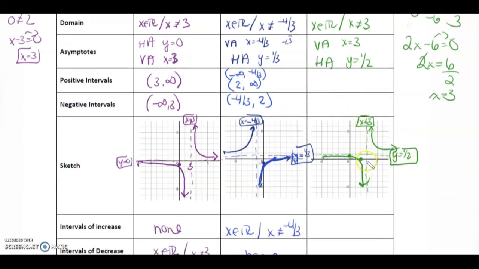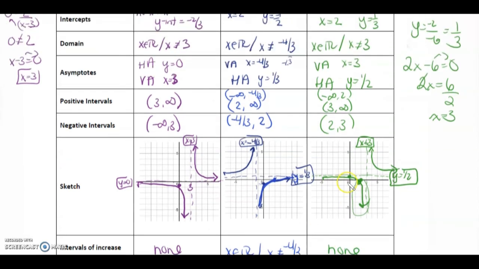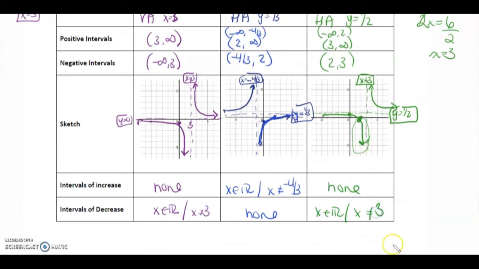So positive intervals are going to be, remember, this is the 3, so 3 to infinity. Hold on, that's going to be the second one. The first one is going to be negative infinity to this x-intercept, which is 2. Negative infinity to 2. Negative intervals are going to be 2 to 3. Okay, and this is decreasing on the domain. So intervals of increase are going to be none. Intervals of decrease are going to be on the entire domain such that x does not equal 3, 3 being the asymptote.